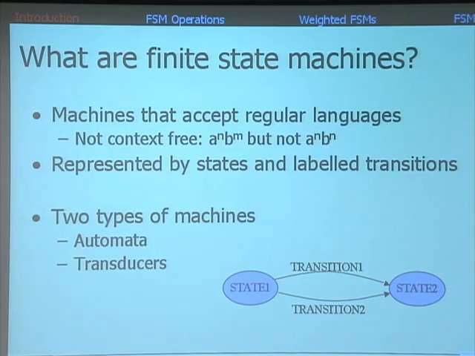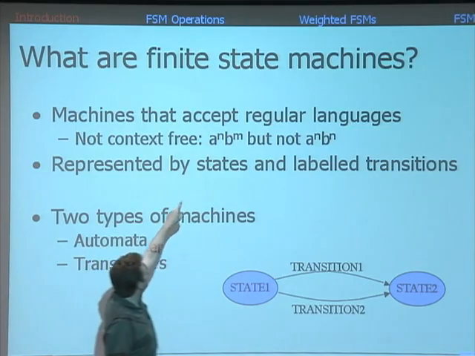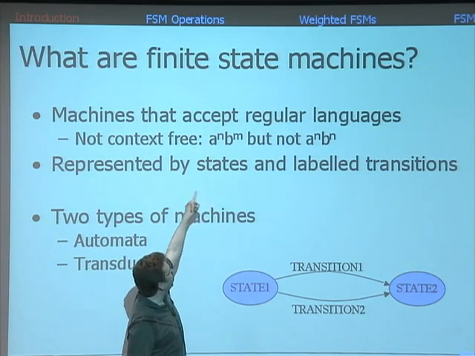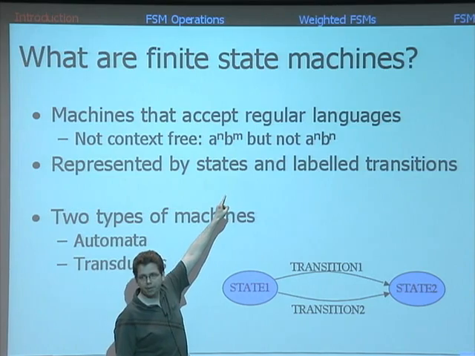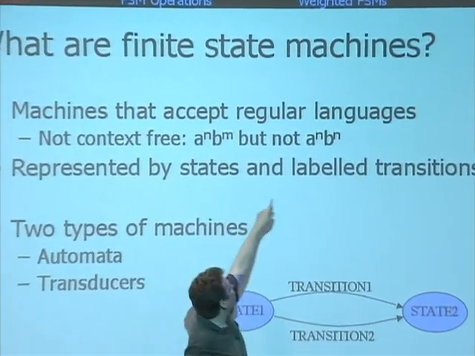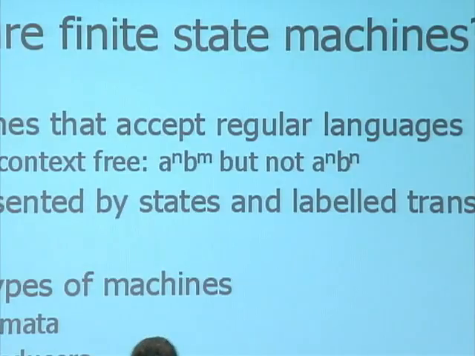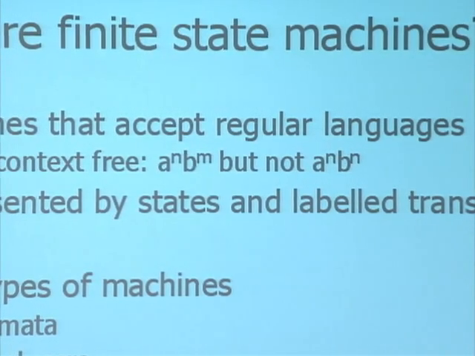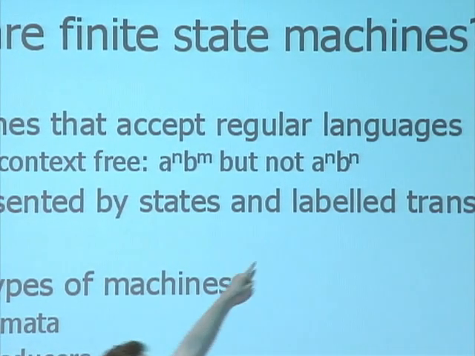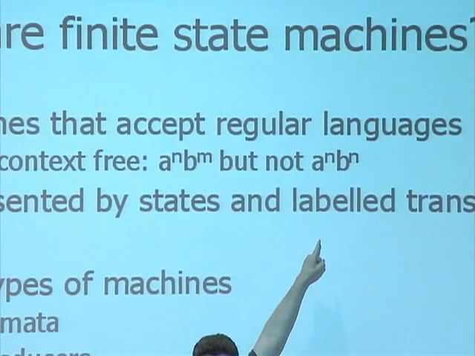All right. First of all, what is a finite state machine? It's a machine that accepts a regular language, and the basic definition of that is something that isn't context free. So a number of A's followed by a number of B's, where n is not necessarily equal to m, no restriction on n, but not a number of A's followed by a number of B's where they have to match. That's the basic definition. If you want to match, then basically you have a context free grammar.